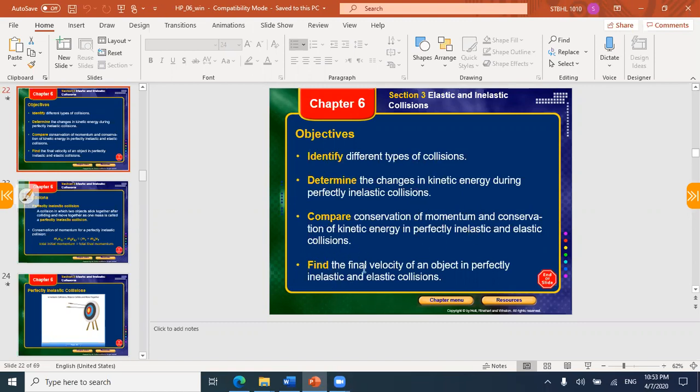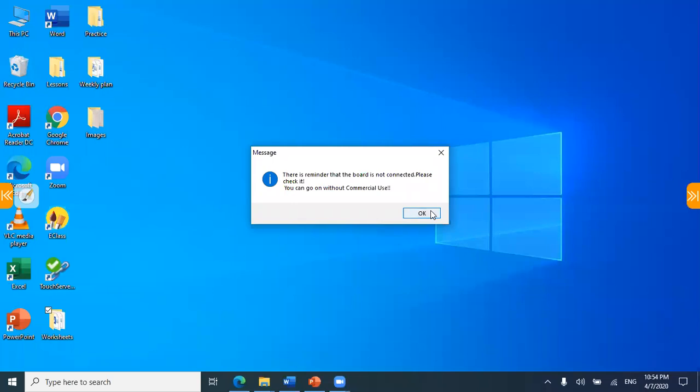And finally, like the previous lesson, you have to find the final velocity of an object in perfectly inelastic and elastic collisions. As usual, we have to come back to these objectives at the end of this lesson in order to check did we get them or not. Okay, so let's start.